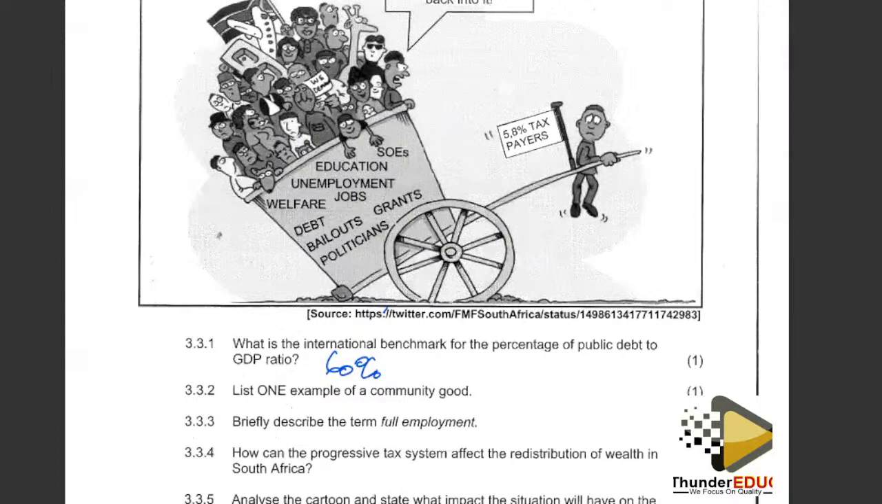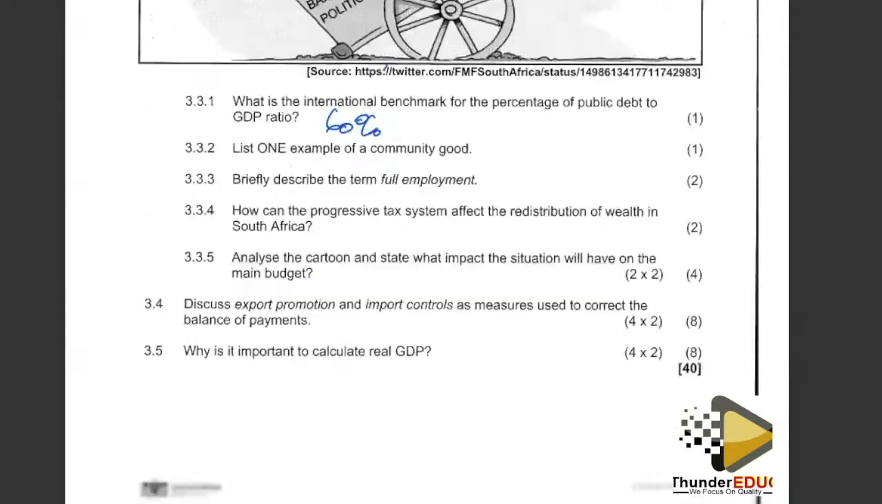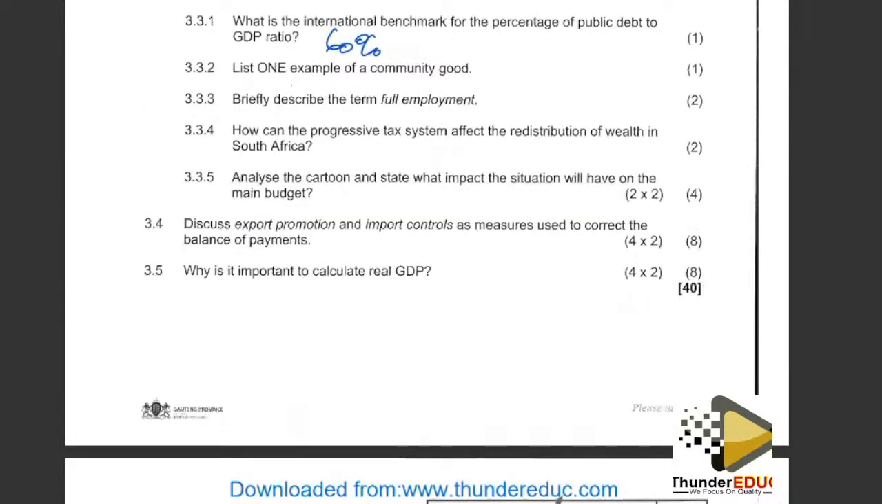Okay, right. So moving on to the next question, 3.3.2. List one example of community good. Community good here, we can talk of street lights, we can also talk of traffic lights and the likes. So here we are saying that we have street lights. It's an example.